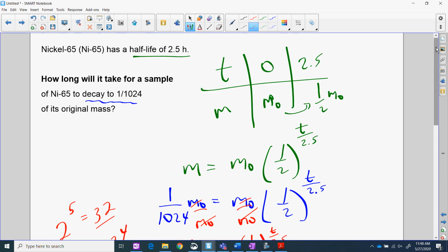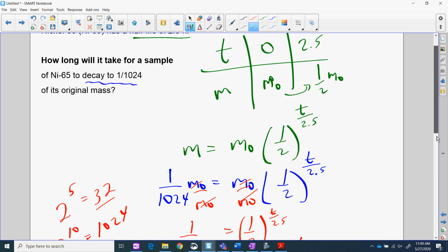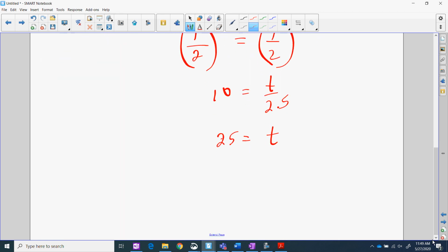So t is the time it would take for us to start out with some amount, I don't know what it was, and decay in such a way that there's 1 over 1024th remaining. So it would take, we're in hours, so it would take 25 hours for this to happen. You should always put units on these questions and answer their question. There's the answer to the question. It would take 25 hours. Doesn't have to be a fancy sentence or anything, but there should certainly be units indicated on the answers.